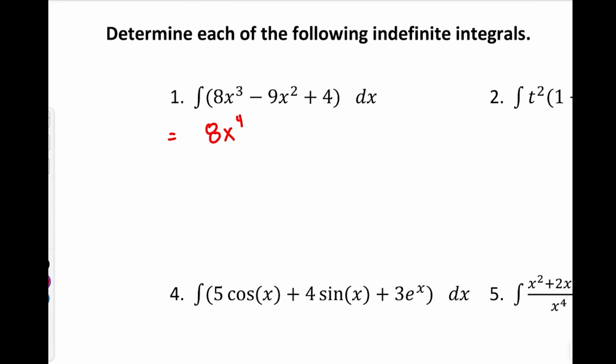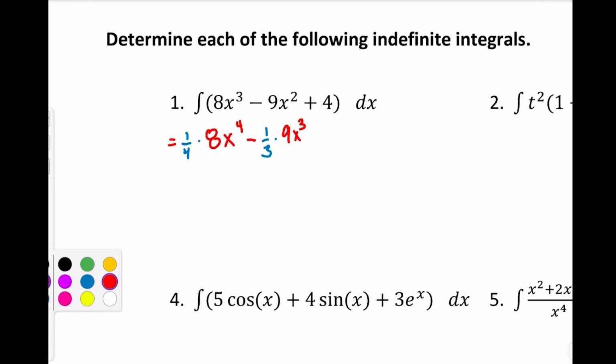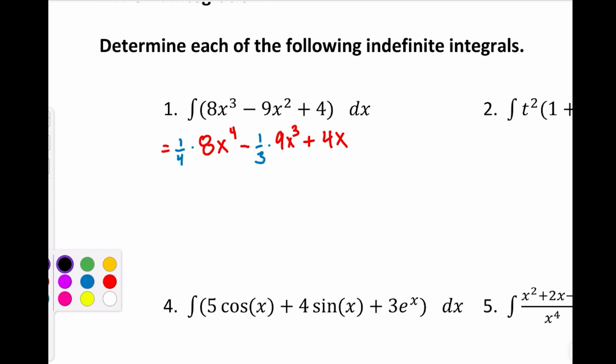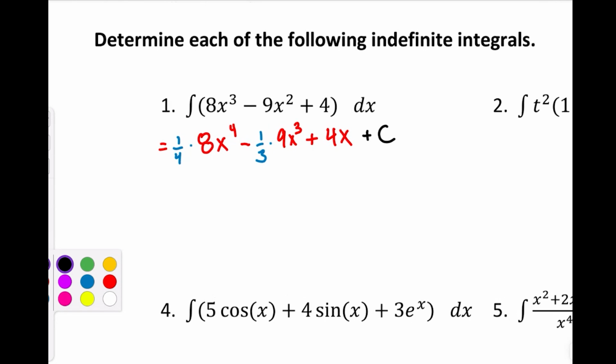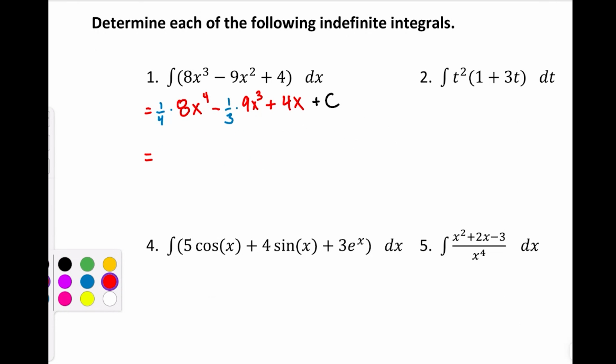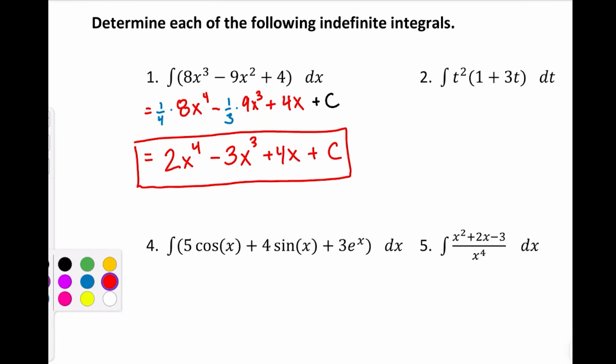Eight x to the fourth times 1/4 minus 9x cubed times 1/3 plus 4x. And then, of course, we're going to add on our c. And then once we simplify that, 8 divided by 4 is 2. So 2x to the fourth minus 9 divided by 3 is 3, 3x cubed plus 4x plus c. So this is the value of the indefinite integral.